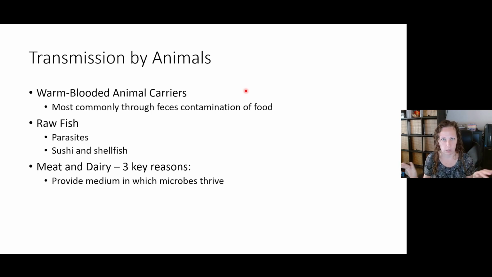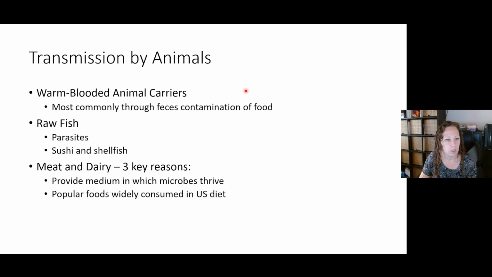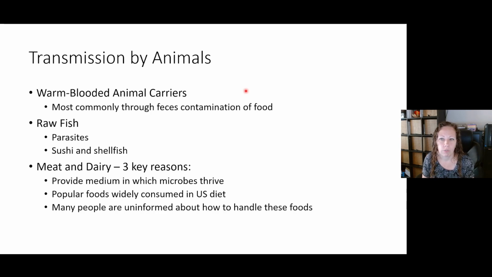Okay, that makes sense, right? If they can make us sick, then they prefer a biological medium that is like an animal to grow on. Okay, so the microbes thrive on it. And meat and dairy are popular foods. So the more a food is eaten, the more chances there are to make someone sick. Okay. And then finally, many people are uninformed about how to handle these foods. They think that, oh, when that chicken juice is pink, I shouldn't eat it, and if it's clear, I can. Or same thing for burgers.